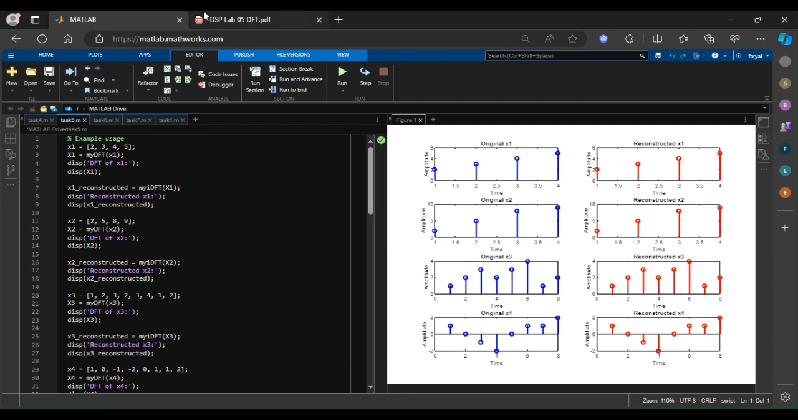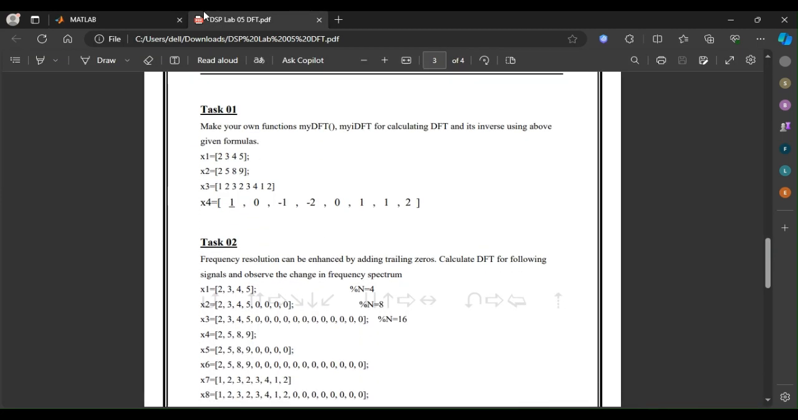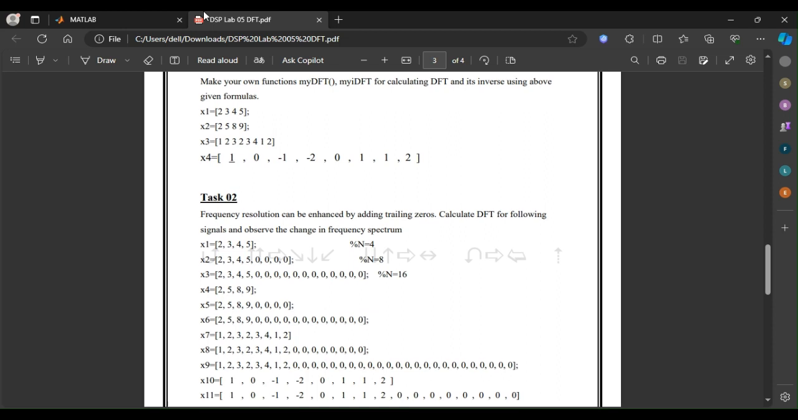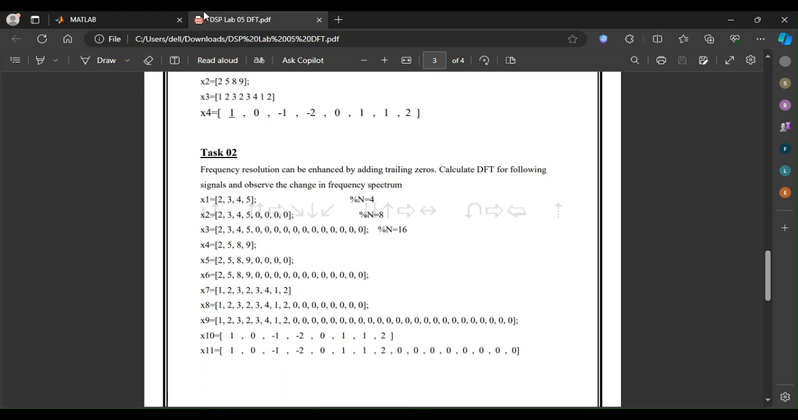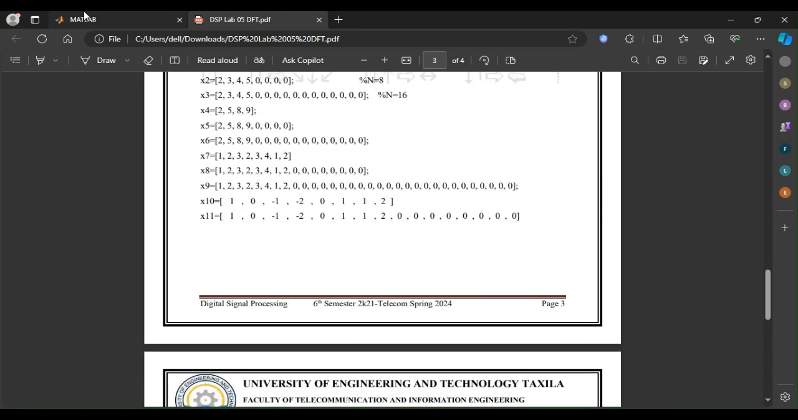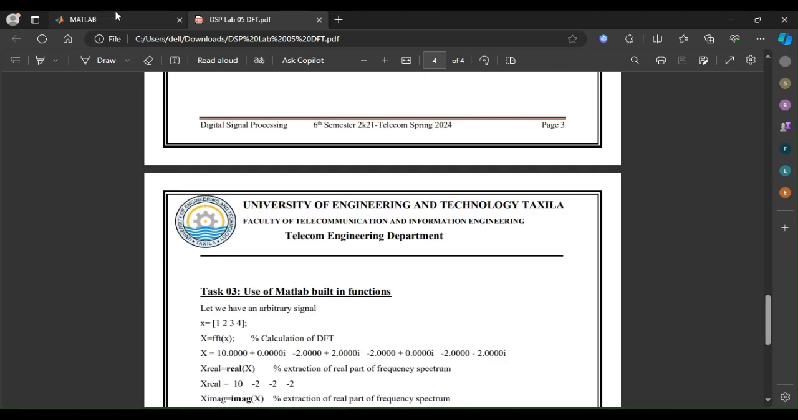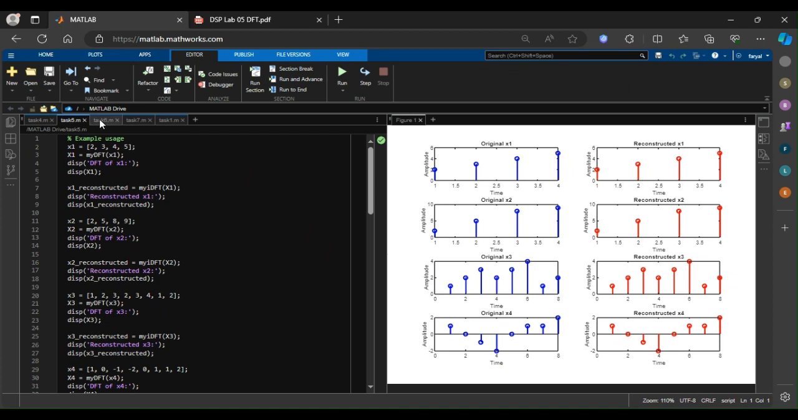And then moving towards lab task 2, that is, frequency resolution can be enhanced by adding trailing zeros. Calculate the DFT for the following signals and observe the change in the frequency spectrum. Here we have x1 to x11, and then the numbers of samples are given, that is 4, 8, and 16. The output of this lab is this.